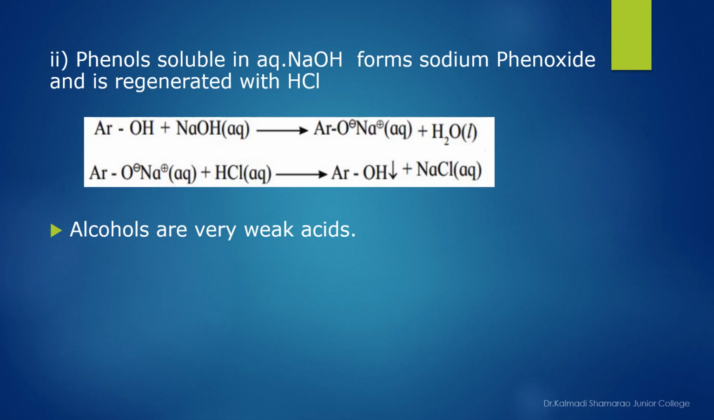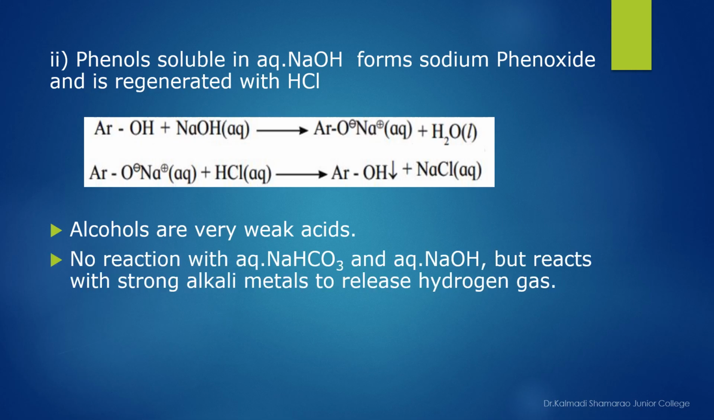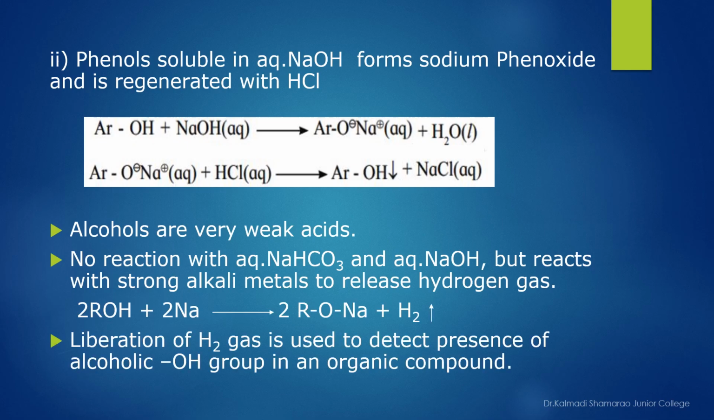Alcohols are very weak acids. Alcohols show no reaction with aqueous NaHCO3 and aqueous NaOH, but they react with strong alkali metals like sodium or potassium to release hydrogen gas. Reaction. This liberation of H2 gas is used to detect the presence of an alcoholic group in an organic compound.